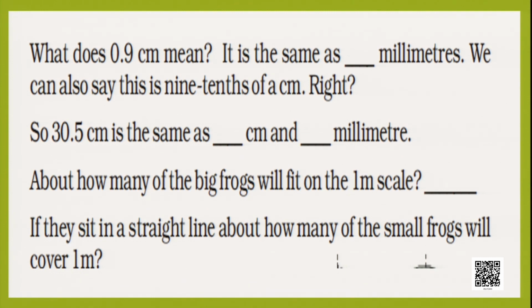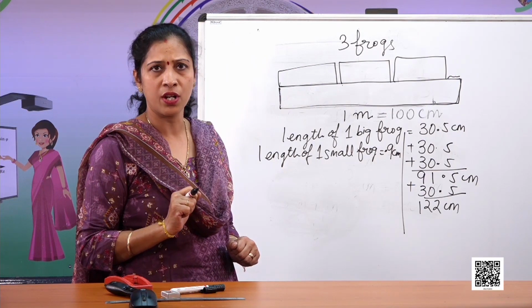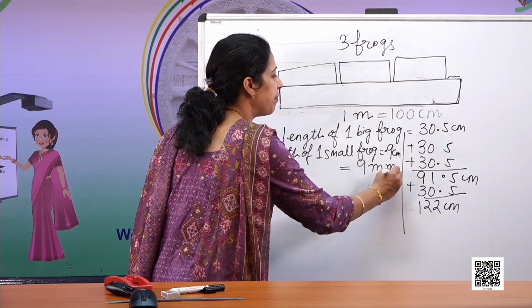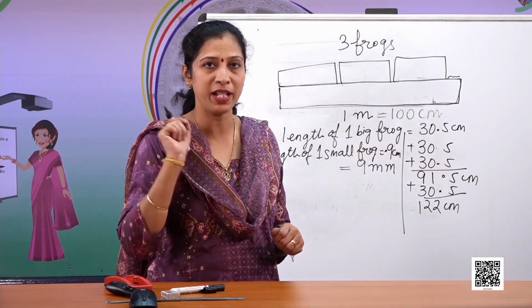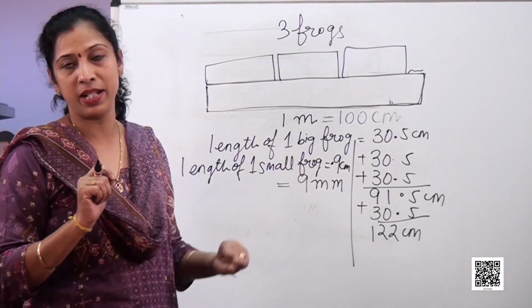Now let's go to the next question. This question is about the small frogs. If they sit in a straight line, how many small frogs will fit into this 1 meter scale? For that, we have to know the length of one small frog. The length of one small frog is 0.9 centimeter. So 0.9 centimeter is nothing but 9 millimeter. Just now we discussed that 1 centimeter equals 10 millimeter, and 0.9 centimeter equals 9 millimeter.